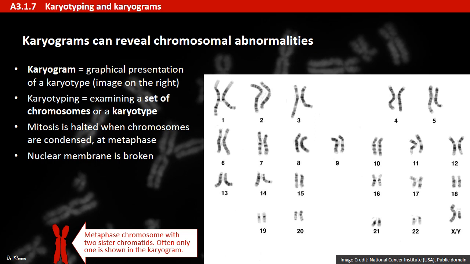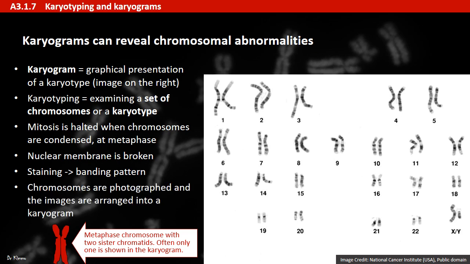The nuclear membrane is broken after mitosis has been halted, and the chromosomes are stained to create this banding pattern of black and white stripes. This makes it easier to distinguish one chromosome from another. The chromosomes are then photographed and the images are arranged into a karyogram.